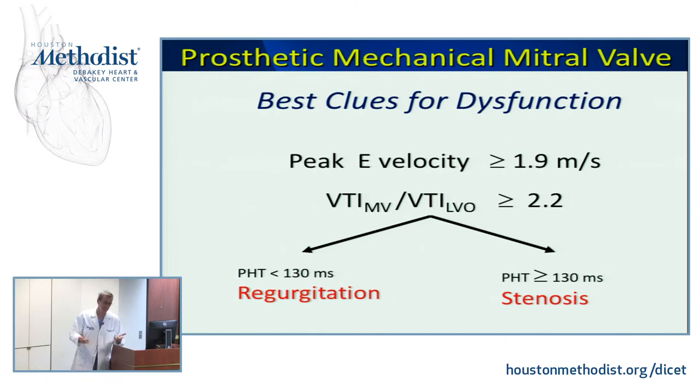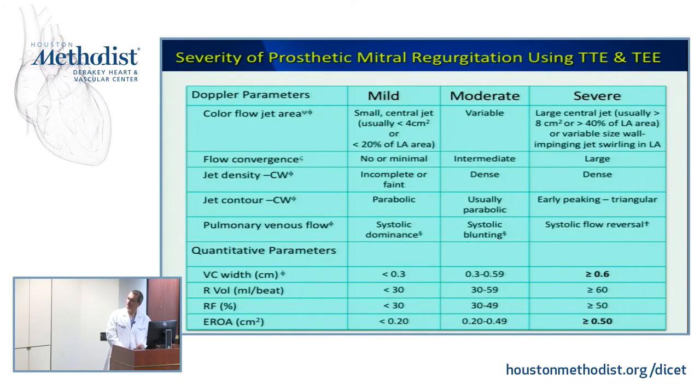This is one of the ways to sort of acutely look at that. At the end of the day, if you're considering this, you're probably going to get a TE. But the approach is, if the peak velocity is very high, then you look at that ratio, and if the ratio is prolonged and the pressure halftime is prolonged, it's more likely to be stenosis. If the ratio is prolonged and the pressure halftime is sort of on the low end, it's more likely to be regurgitation. I'm not sure how often I'd take that to the bank. I'd probably still do a TE. Okay, so we'll go to some cases. That's again a clear duplication of the native guidelines.